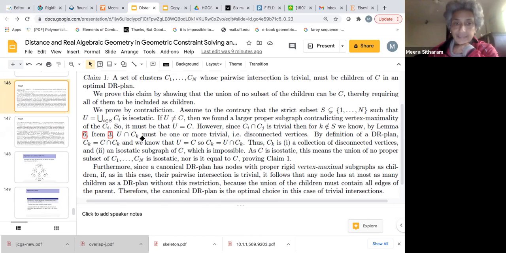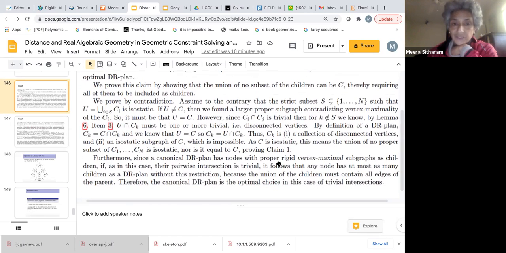So U intersect CK must be trivial, i.e. disconnected vertices. By definition of the DR plan, CK, which is C intersect CK, because the child is contained in the parent, and we know that U equals C, so CK is actually U intersect CK. So CK is a collection of disconnected vertices and an isostatic subgraph of C, which is not possible, right? Since C is isostatic, it means that the union of no proper subset of C1 through CN is isostatic, nor is it equal to C, thereby proving claim one.